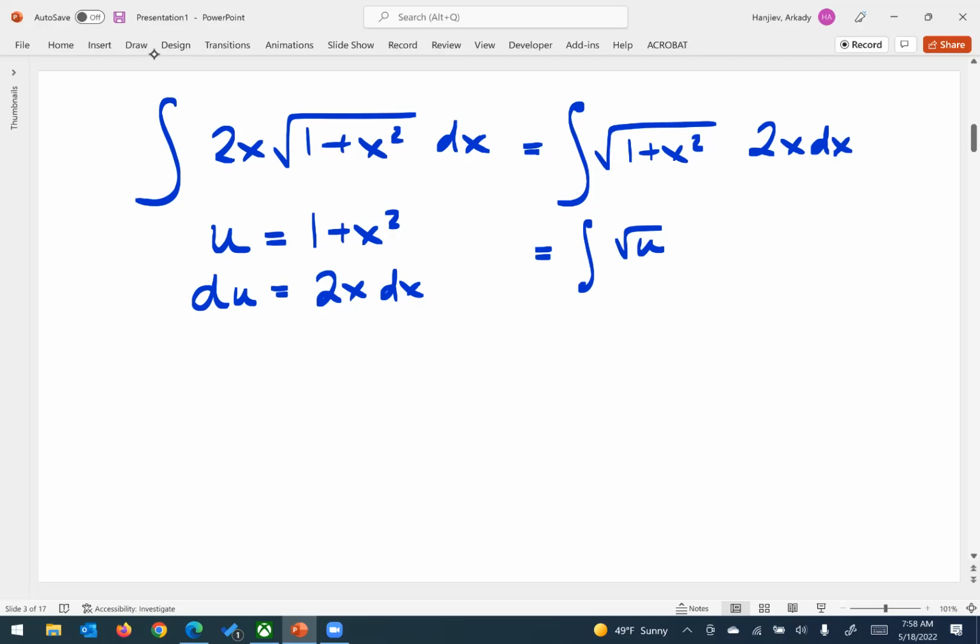Look at this little guy right there and right there. So now what we've done is we've changed our variable, but we've also changed the variable of our differentiation. Are we good? This is so cool. This is much simpler to do now. This is u to the 1/2. So the question is, what is the antiderivative of u to the 1/2?